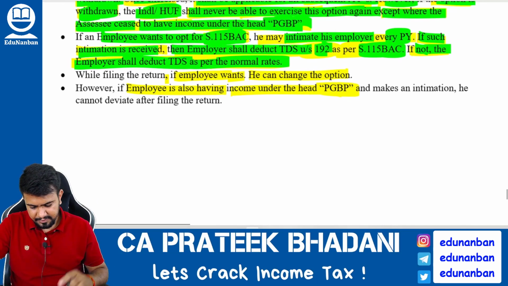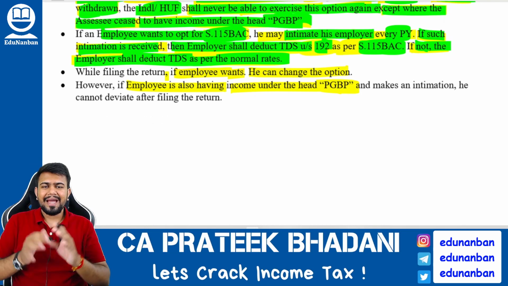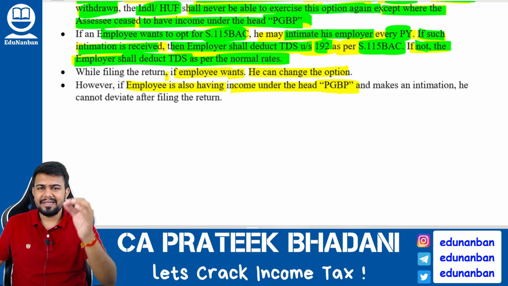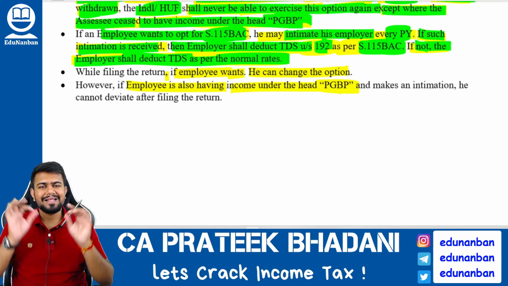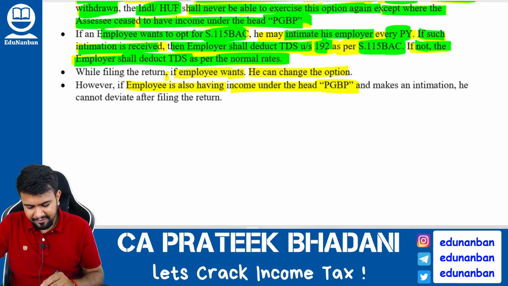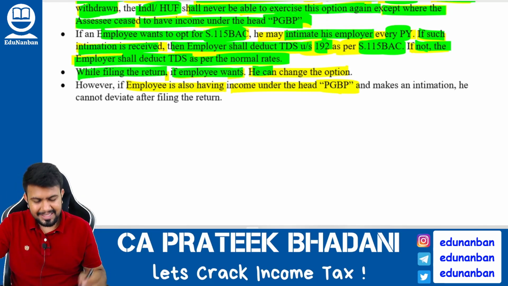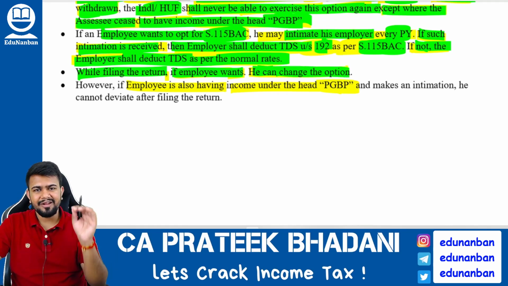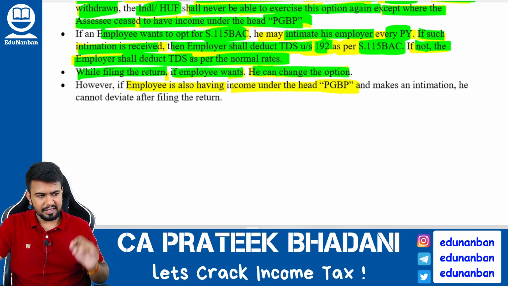Okay. Next step. Now, what happens if the employer has deducted the TDS under new tax, but at the last moment the employee wants to change to old tax while filing the return of income? Is it allowed? The answer is yes, it is allowed. So while filing the return of income, if the employee wants, he can change the option also. Whatever option is chosen while filing the return of income will be the final option.